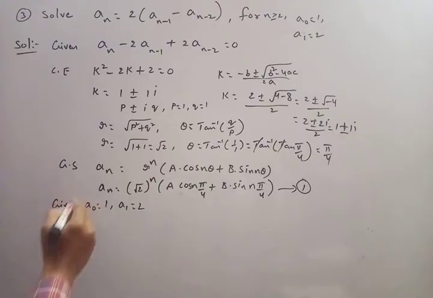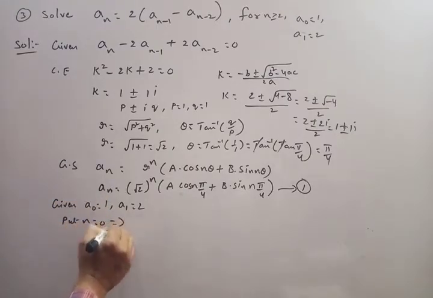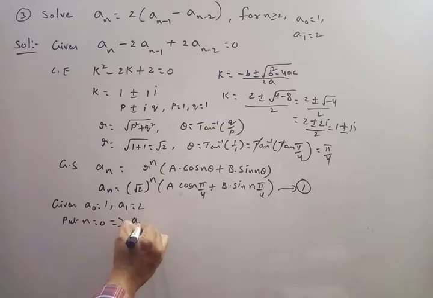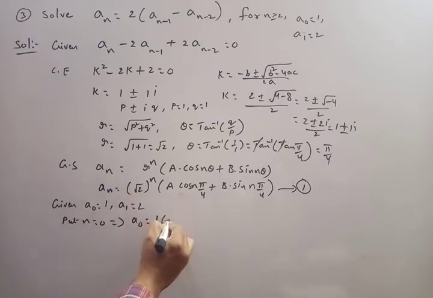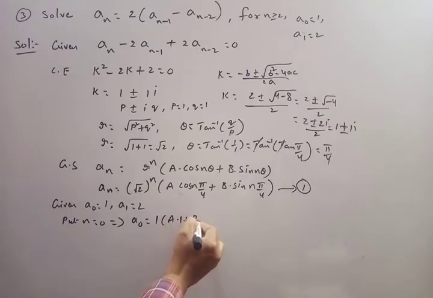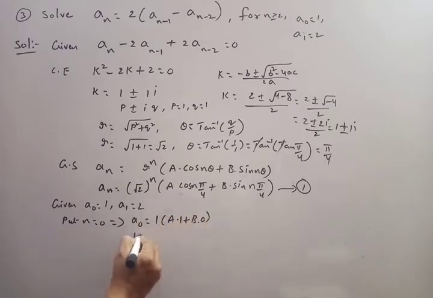So if I take n is equal to 0, what happened? Put n is equal to 0. If I substitute n is equal to 0, I get a0 is 1: a into 1 (anything power 0 is 1), cos 0 is 1, plus b into sin 0, which is 0. That means a0 is 1. So I got a is equal to 1.